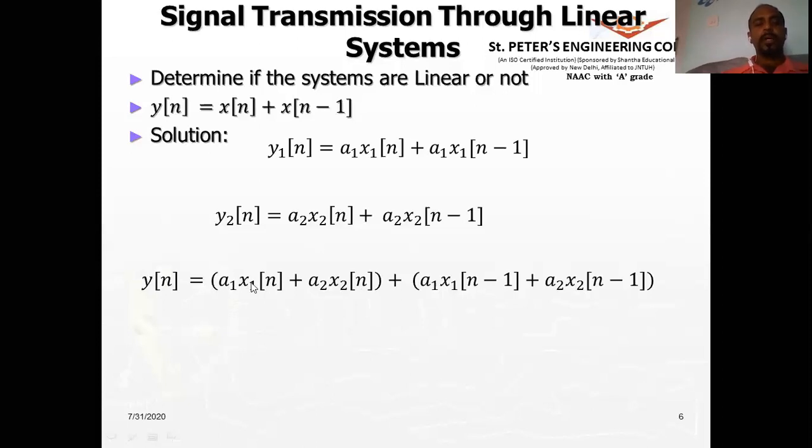If it upholds the multiplicative property and fails in the additive property, then also it is not a linear system. It should prove both the properties. Only then it should satisfy both the properties. Only then we say that the system is linear. Let us look into another problem.